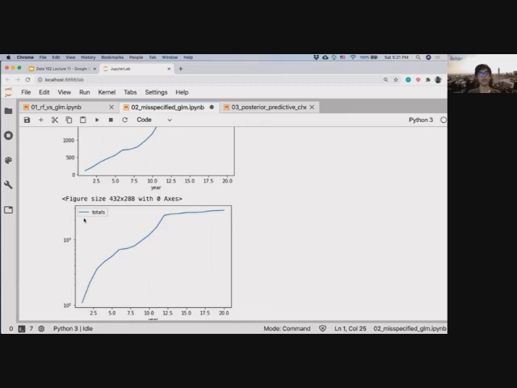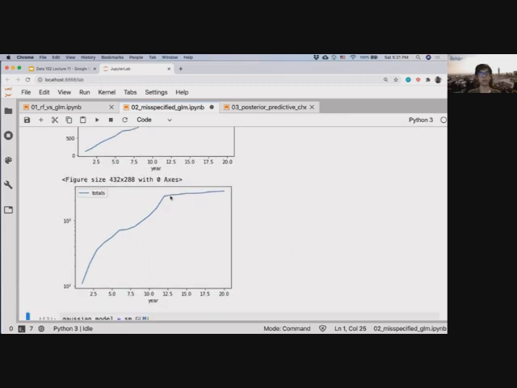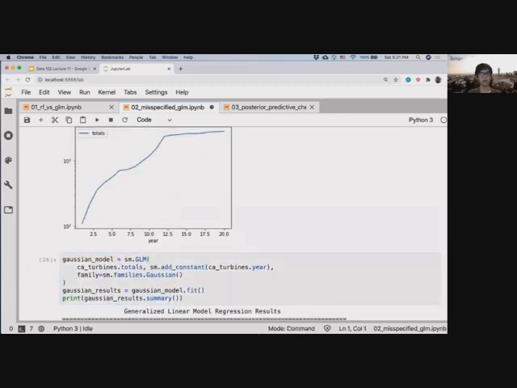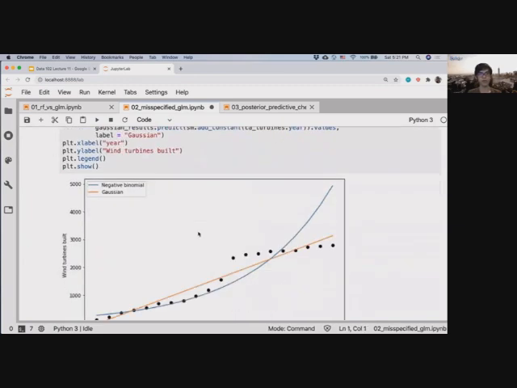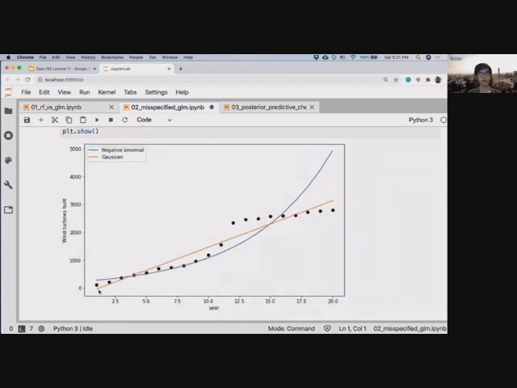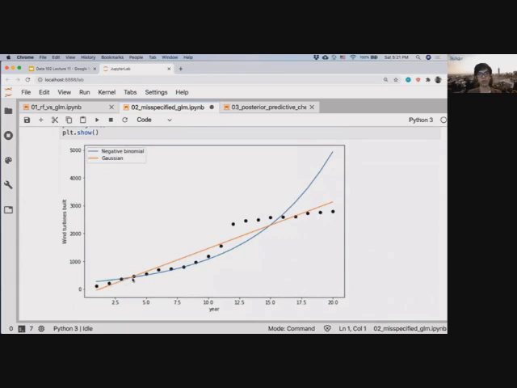Okay, but despite the misspecification, we can still go ahead and fit the two models. Okay, so let's go ahead and do that. And here I'm plotting the results. Okay, so the black dots over here are going to be our observations of the actual number of wind turbines built for each year. The orange line is going to be my model predictions using my linear model, and the blue curve is going to be my model predictions using the negative binomial model. Okay, so as you can see, neither of these two curves gives us a good fit.